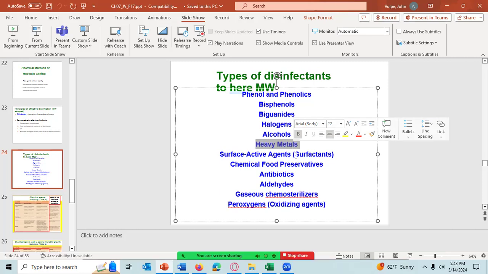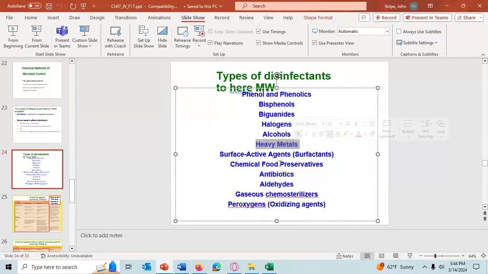Surface active agents called surfactants are things like soap and detergents that we use on surfaces to clean them, including our hands. Chemical food preservatives, we won't talk much about that, but you can add these to food to prevent them from spoiling. I'm sure you're aware of some of them, like nitrites and nitrates, which are added to many different meats like bacon, sausages, and hot dogs to prevent them from spoiling easily. Doesn't mean they don't spoil, it's just they don't spoil as easily.